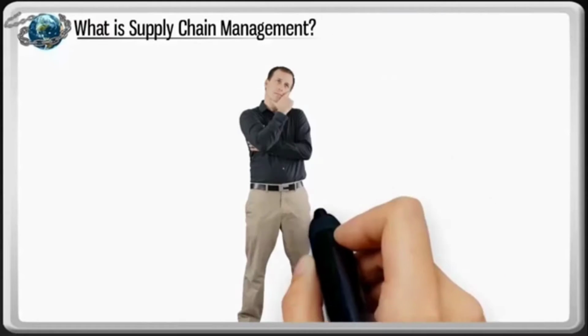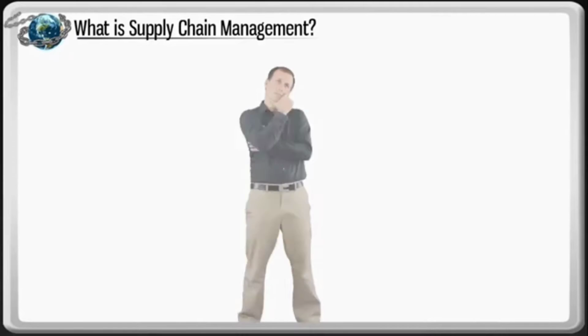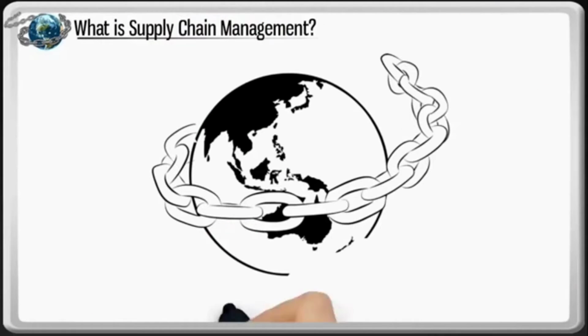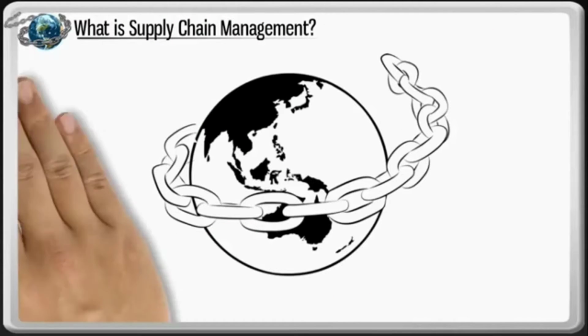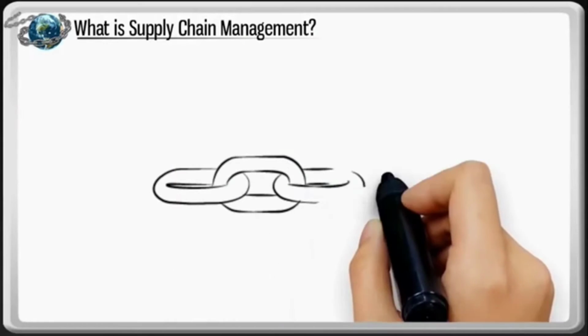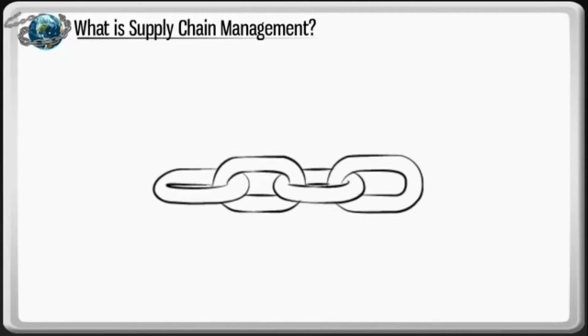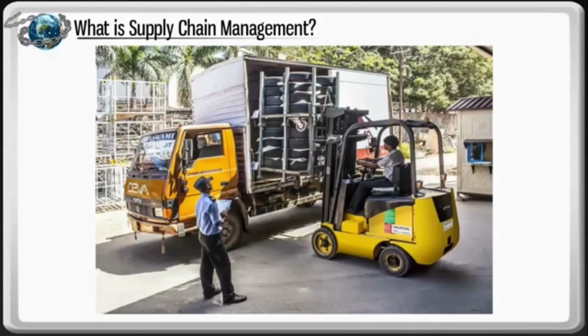What is supply chain management? Today we're going to discuss what supply chain management is, the four main links that make up the supply chain, and finally follow along with some real-world examples of how effective supply chain management works.